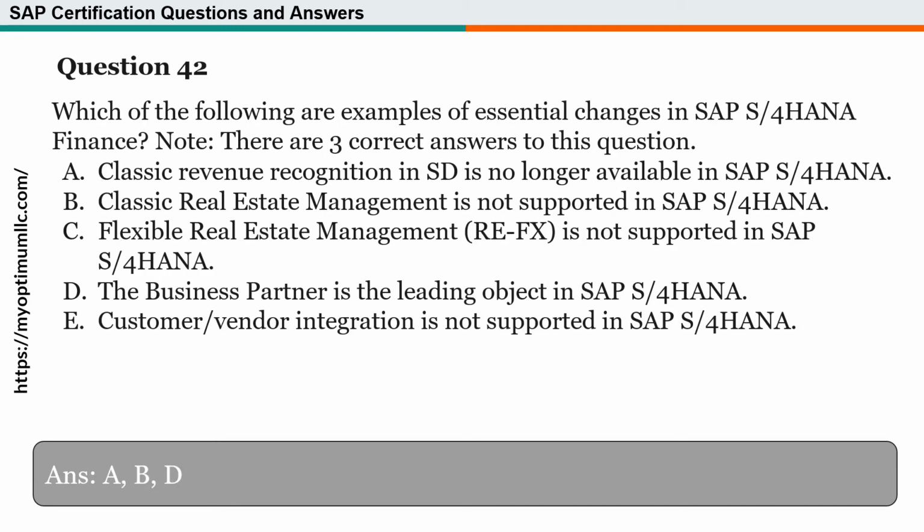Question 42. Which of the following are examples of essential changes in SAP S/4HANA Finance? Note, there are three correct answers to this question. A. Classic revenue recognition in SD is no longer available in SAP S/4HANA. B. Classic real estate management is not supported in SAP S/4HANA. C. Flexible real estate management, REFX, is not supported in SAP S/4HANA. D. The business partner is the leading object in SAP S/4HANA. E. Customer/vendor integration is not supported in SAP S/4HANA.